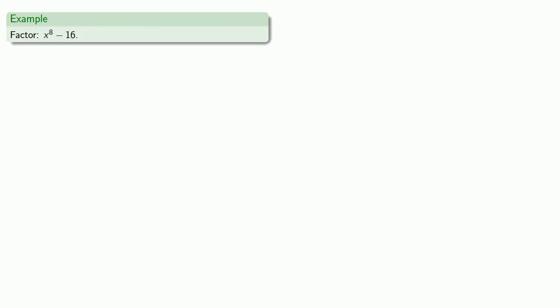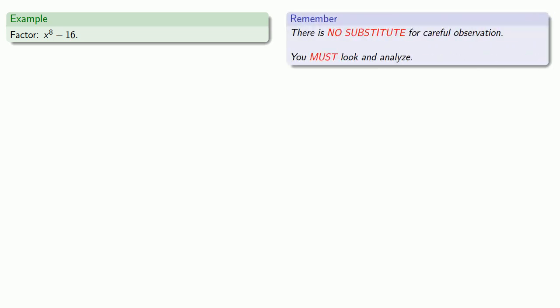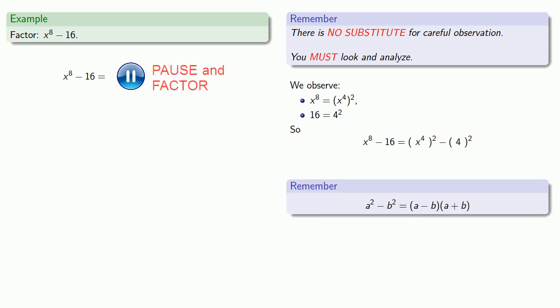Or let's try to factor x to the 8th minus 16. The important thing to remember is there is no substitute for careful observation. You must look and analyze. So here, maybe one of the things we'll notice is that x to the 8th is x to the 4th squared, and 16 is 4 squared. And so x to the 8th minus 16 is x to the 4th squared minus 4 squared. And if we sweep the items inside the parentheses under the rug, we see that we actually have a difference of perfect squares, and we know how to factor that. So we can factor. And so we have our factorization.